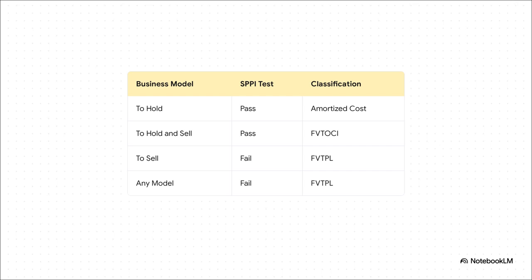And now for the important part, look at those last 2 rows. If the business model is to sell, or if the asset fails the SPPI test for any reason, it gets dumped straight into fair value through profit or loss, FVTPL. That means every little change in market value directly hits the company's bottom line profit. The message is clear. Only the purest loans get that stable accounting treatment.